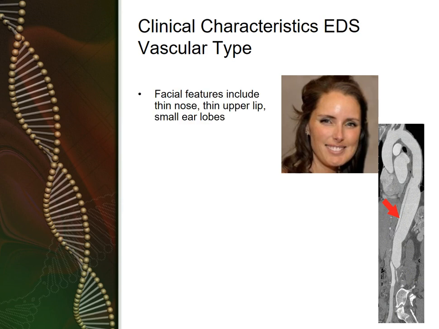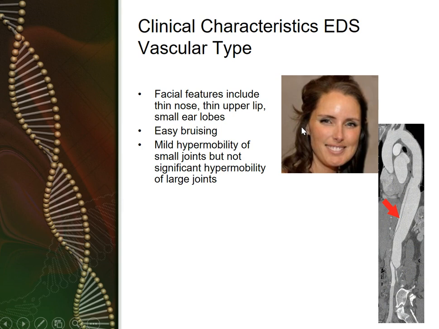Type 4 is actually a very severe disease. Facial features include a thin nose, small ears, easy bruising, mild joint hypermobility. So actually the joint hypermobility is not as severe as in the type 1. But the connective tissue in the aorta can result in either dilatation or ripping.